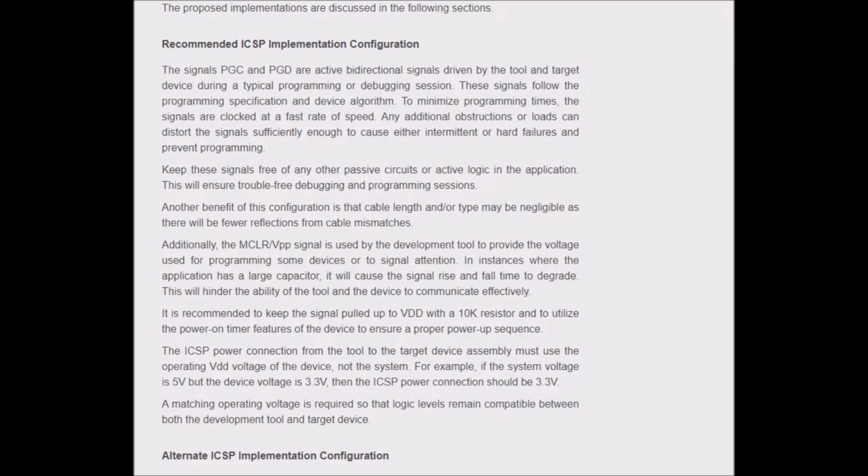The ICSP power connection from the tool to the target device assembly must use the operating VDD voltage of the device, not the system. For example, if the system voltage is 5 volts but the device voltage is 3.3 volts, then the ICSP power connection should be 3.3 volts. A matching operating voltage is required so that logic levels remain compatible between both the development tool and target device.